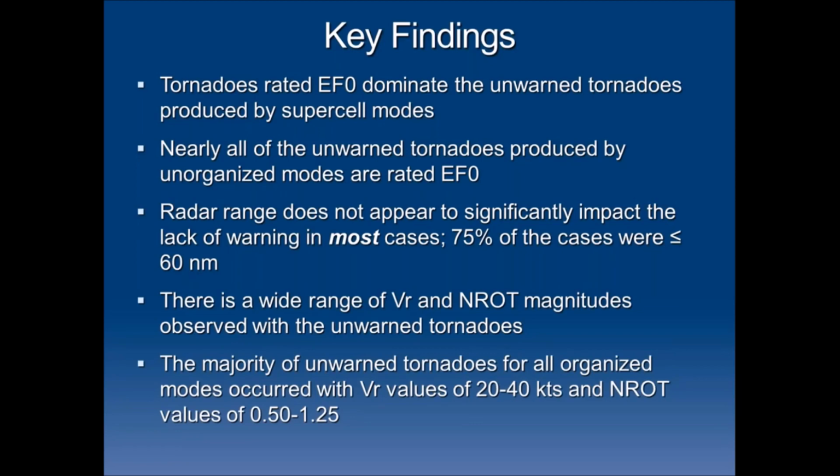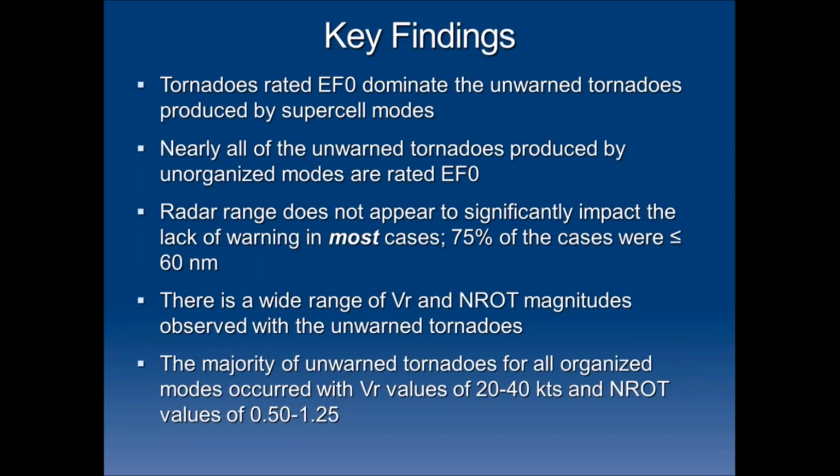Looking at the statistics, radar range doesn't appear to significantly impact the lack of warning in most cases. 75% of the cases were less than or equal to 60 nautical miles from the nearest radar. Now, that doesn't mean that the best radar was being used in all cases, and we certainly couldn't sample that, but it goes without saying that you should always be using the best and closest radar to the event, or the one that has the best viewing angle when you're looking at any storm that has tornadic or any kind of severe weather potential.